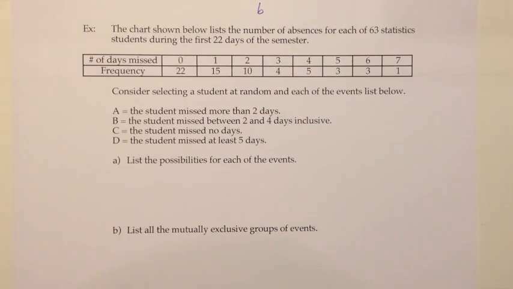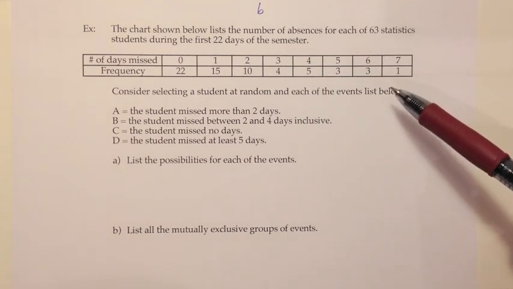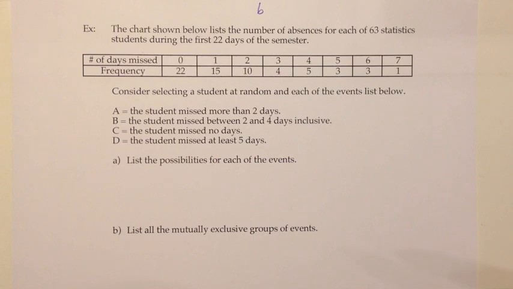Okay, continuing on, we're going to look at another presentation of our information and see how that affects calculating probabilities and ands and ors, and also start looking a little bit at the definition of mutually exclusive events in this context as well.